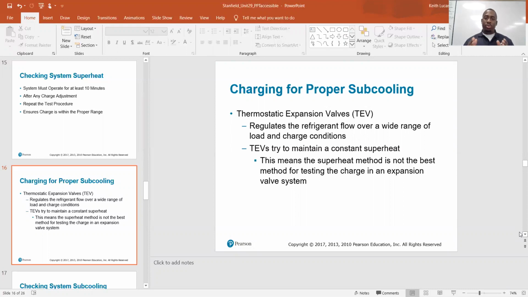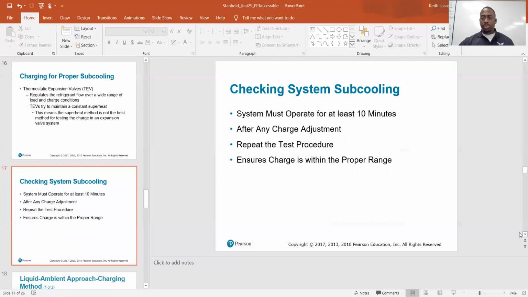So on units that use the TXV, we go by the subcooling. But on fixed orifice or fixed bore systems or restricted orifice systems, whatever they call them, anything that's not a TXV, anything that doesn't modulate, especially a piston or a capillary tube, if you have one of those, then you go by your superheat.